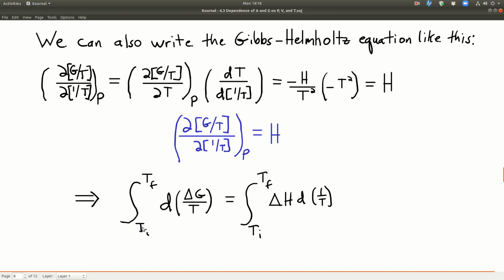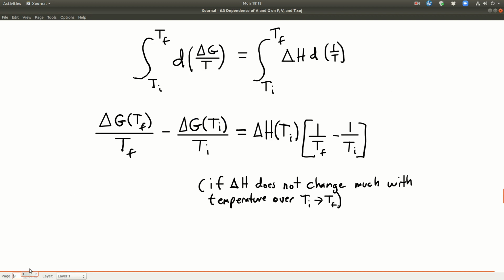Integrate the left side from the initial to the final temperature, same thing for the right. Make the G delta G and the H delta H. We can do that because delta G is just G final minus G initial, so the integral applies to both of them, so that's easy to do. Now it's really easy to solve. The integral of d delta G over T is just delta G over T at T final minus delta G over T at T initial.